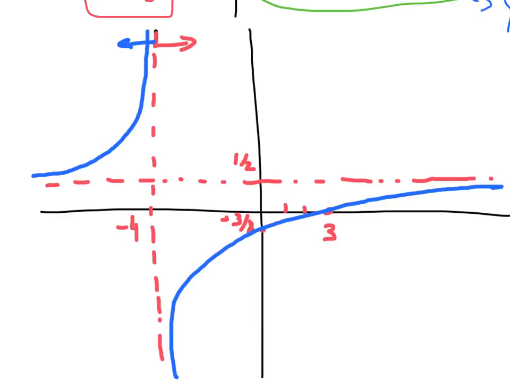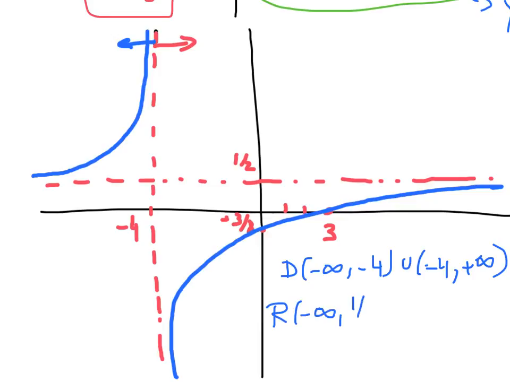Next, what we're going to do is finish up the problem by finding the domain and the range. So the domain of this function is everything excluding -4, -infinity to -4, and -4 to +infinity. The range will be from -infinity to 1/2 and from 1/2 to +infinity. Done.